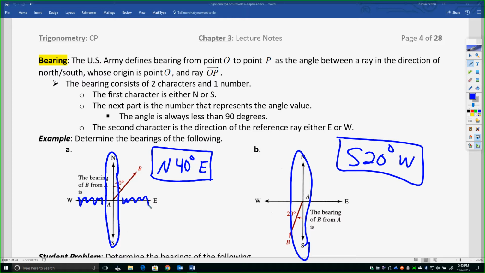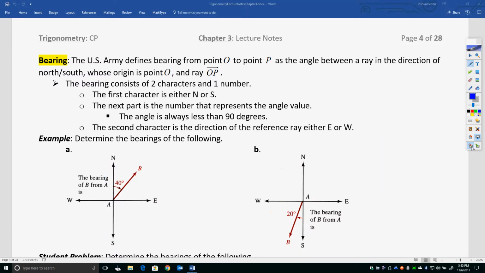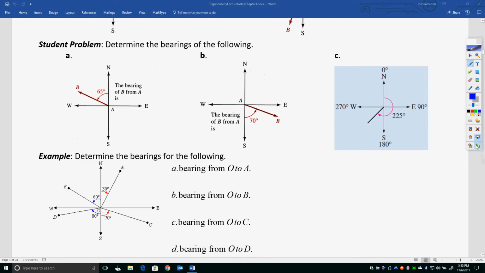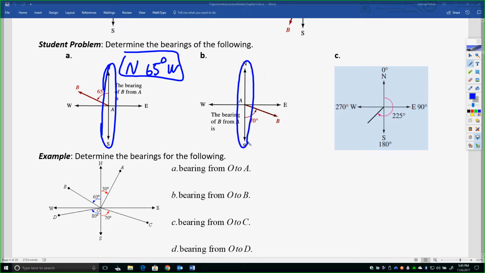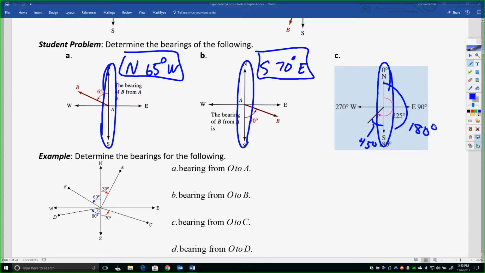Pause the video, try these student problems. For the student problems, we have north by 65 degrees west, looking at the north-south line. North-south line again, we have south by 70 degrees east. And the third one is actually a heading of 225 degrees from north, but we only want the bearing in these problems, so we only want this angle right here, which is 45 degrees once you take out the 180 degrees half turn. So this is actually south by 45 degrees west for a bearing.